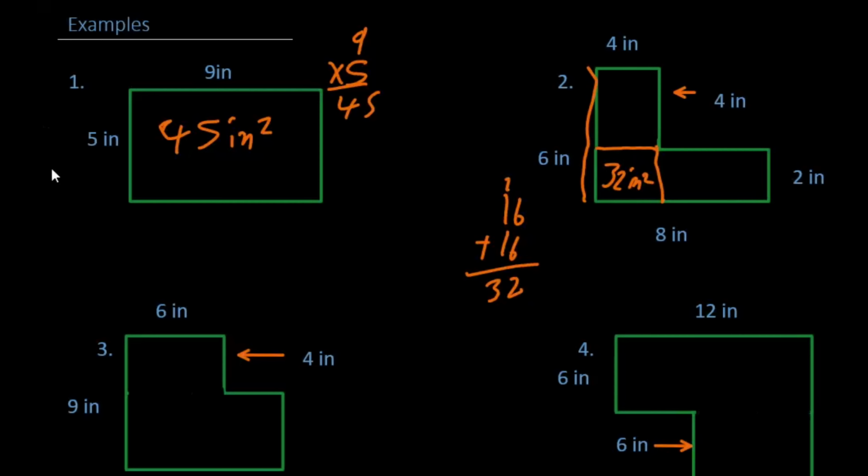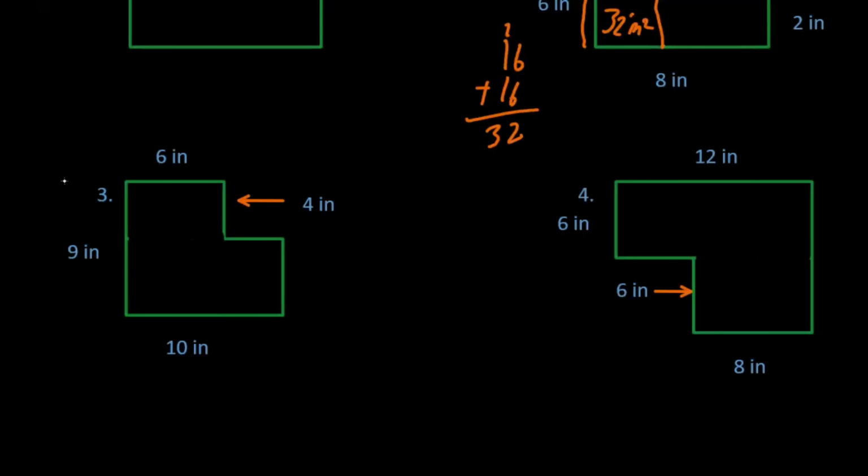Now let's do the third one. The lengths that we know are 6 inches, 4 inches, 9 inches, and 10 inches. So let's split it this way. We would have to use 9 inches for the length, and for the width, we'd have to use 6 inches because 10 inches is all from here to here. So we have to do 9 times 6, which is 54.